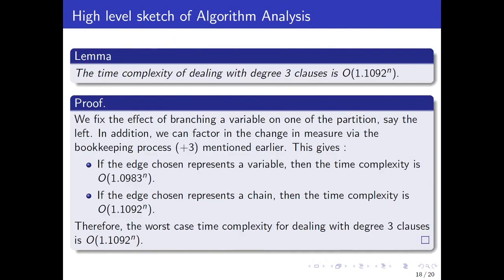Therefore, the time complexity of dealing with degree 3 clauses is at most O(1.1092^n). Now how can we do this? We fix the effect of branching a variable on one of the partitions, say the left, and we just fix on the left side. On the other hand, we can also factor in the bookkeeping process, and we add an additional 3 whenever an edge is being removed. So if the edge chosen represents a variable, then the time complexity of doing so is O(1.0983^n). If the edge chosen represents a chain, then the time complexity is O(1.1092^n). Therefore, the worst case time complexity for this case is O(1.1092^n).